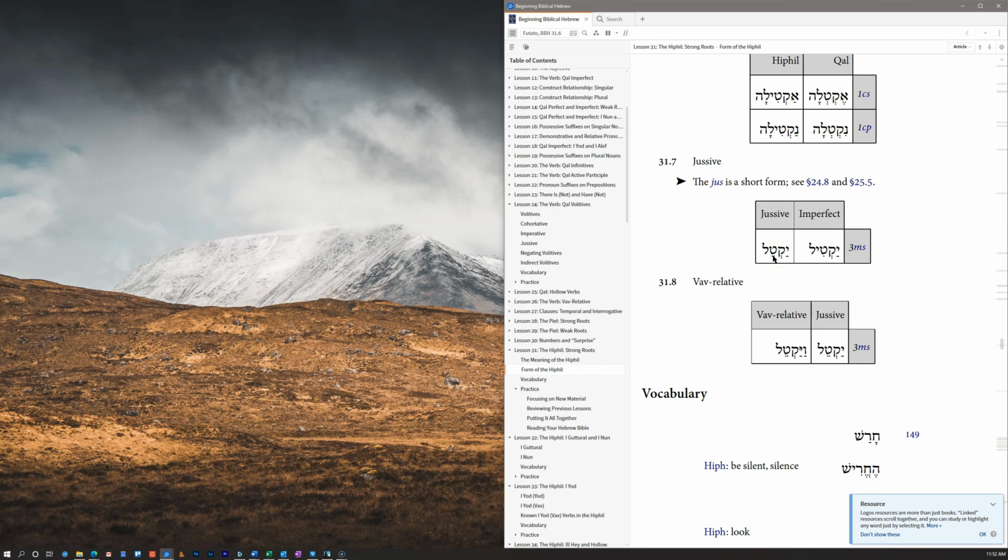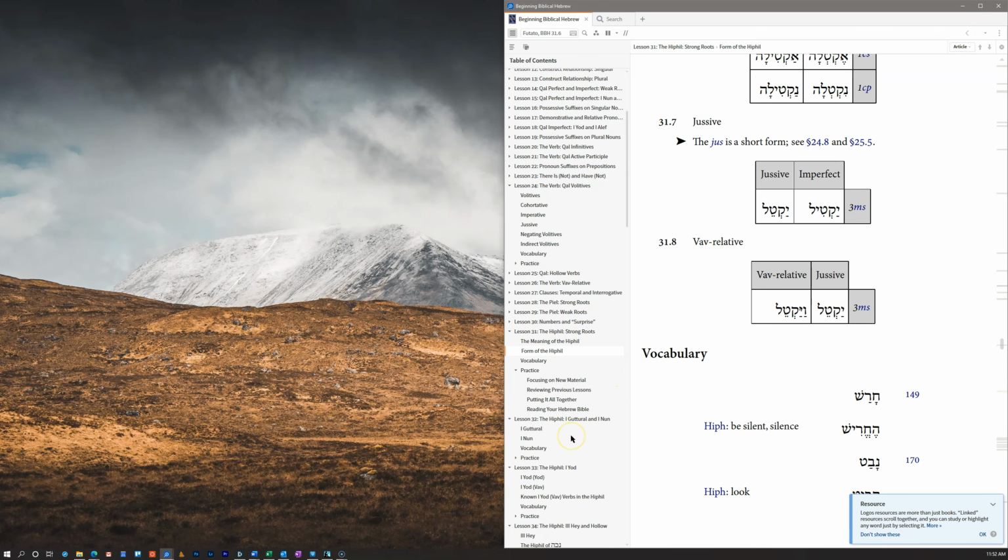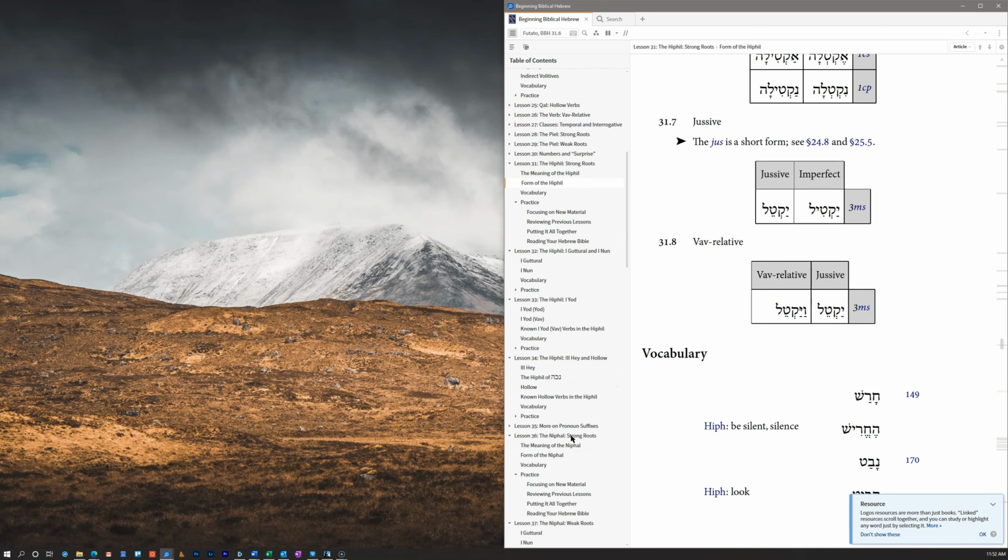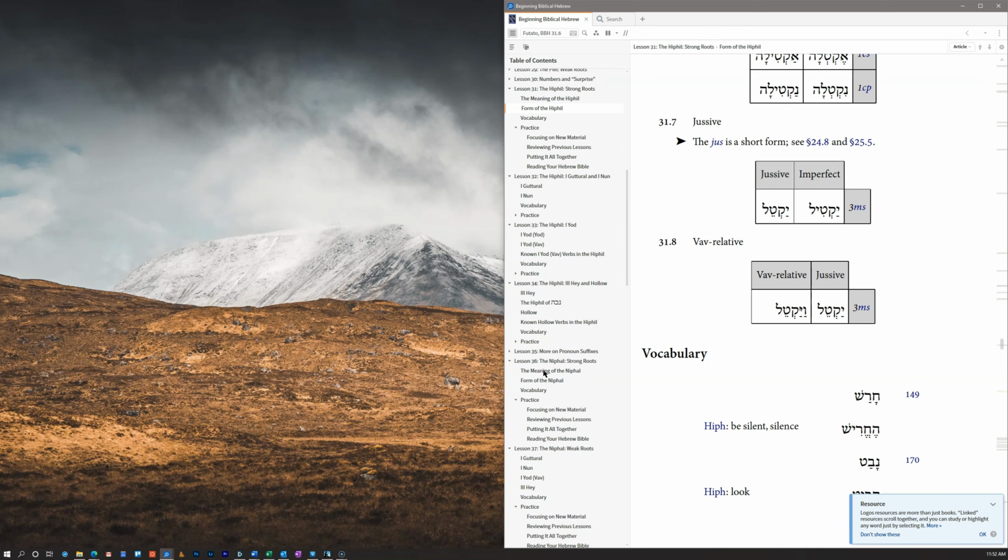But that's a second place where there's going to be a shortening of an imperfect form to form the jussive. Aside from these two times, they'll look identical. So if you've got a Niphal that's not a third Hey, the jussive and the imperfect are going to look identical, except for there's a third time where it gets shortened.